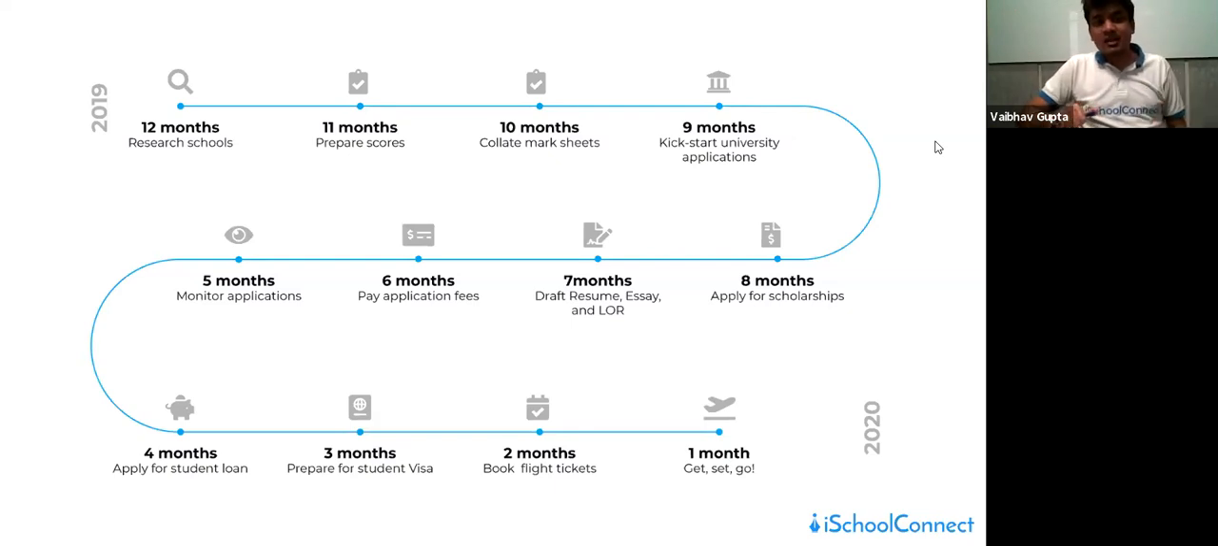So with 4 months in hand, you should start thinking about student loans. In case you require finances, you should start approaching banks and companies who offer student loans. With 3 months in hand, you should be ready with your student visas. You should have submitted your visa applications and spent some amount of time preparing for your visa interviews. Visa interviews are very critical.